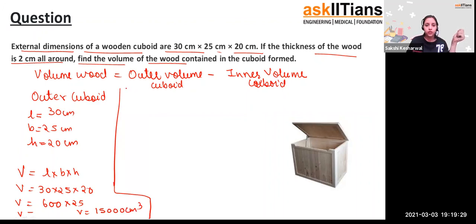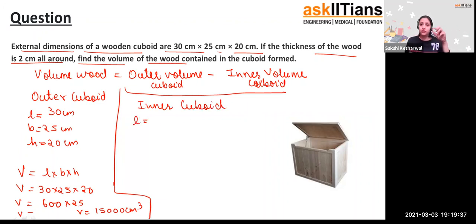Now let's talk about the inner volume. So the inner cuboid dimensions. Your length will be what? If you have a thickness, let's take an example. This is your length, 30 centimeter, and this is inner, 2 centimeter on this side and 2 centimeter on the other side.